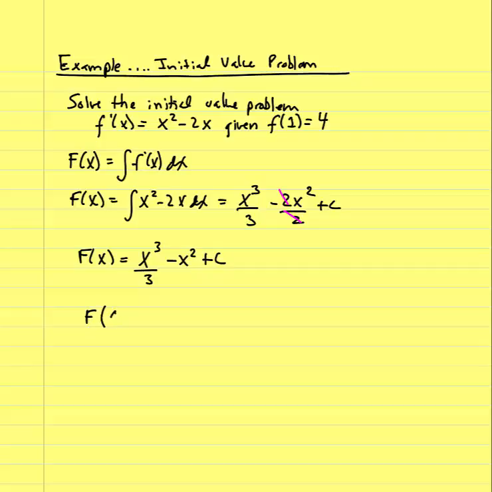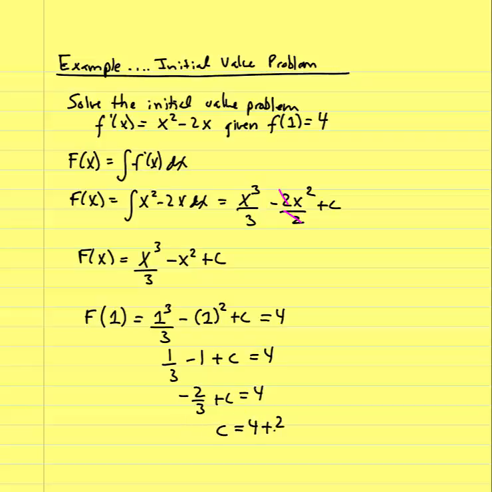So we know that f of 1 is equal to 4. So this is 1 cubed over 3 minus 1 squared plus c equals 4. Okay, so continuing to solve, 1 cubed is 1, so I have 1/3 minus 1 plus c equals 4. I would combine these. 1/3 minus 1 is negative 2/3, plus c equals 4. I'd add 2/3 across, so I get 4 plus 2/3. That would be the same as a common denominator of 3. 3 times 4 is 12, plus 2 is 14/3.